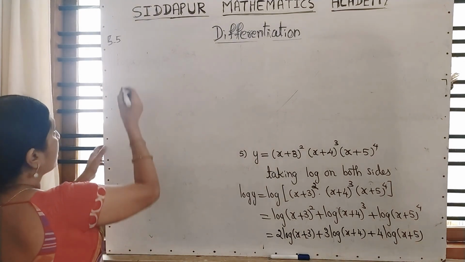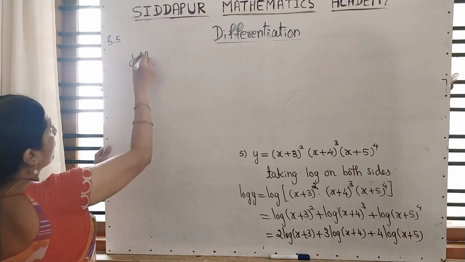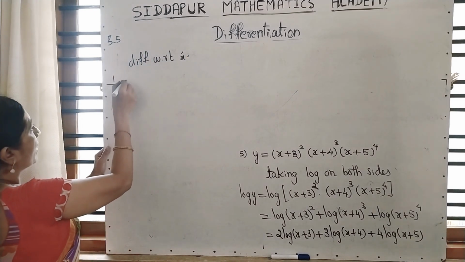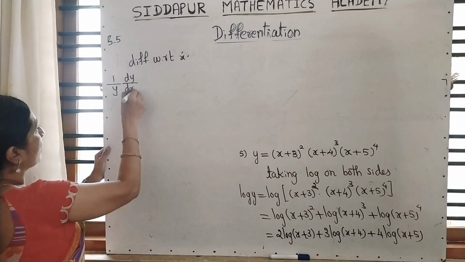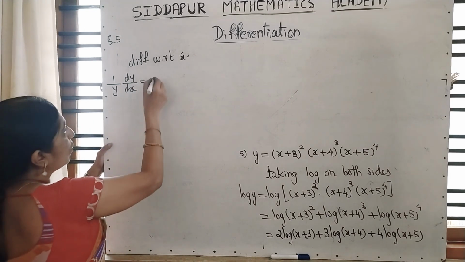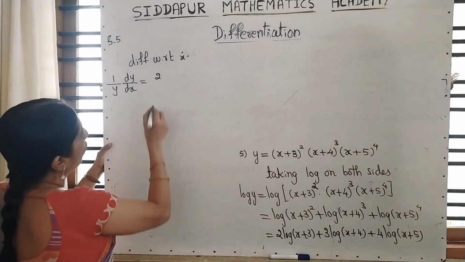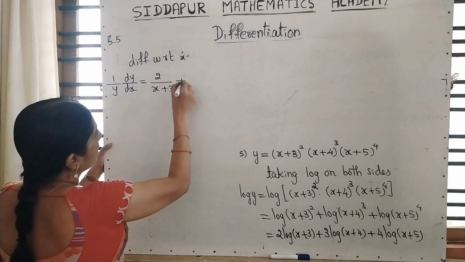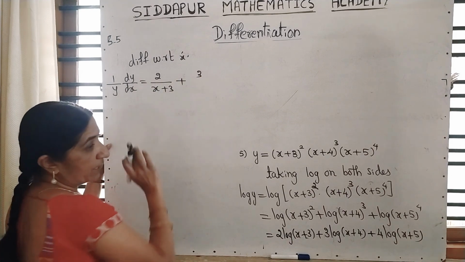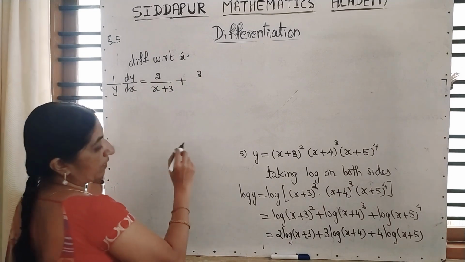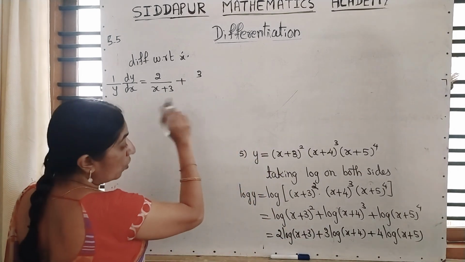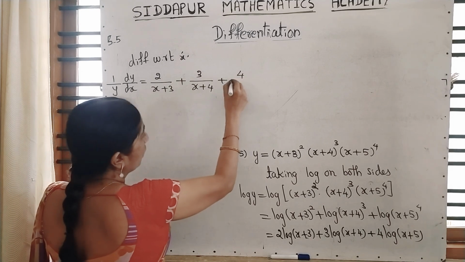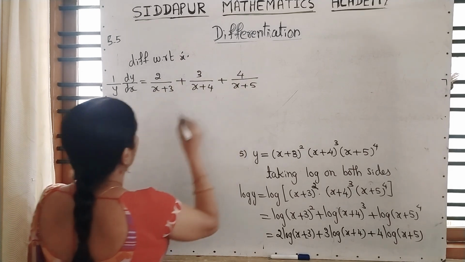What is the differentiating of log y? Differentiating with respect to x. Differentiation of log y is 1 by y into dy upon dx is equal to 2, as it is. Differentiation of log x plus 3 is 1 upon x plus 3 plus 3, and no need to differentiate x plus 3. Already I explained in one of the examples. Plus 3 constant. Log x plus 4 is 1 upon x plus 4 plus 4 upon x plus 5.